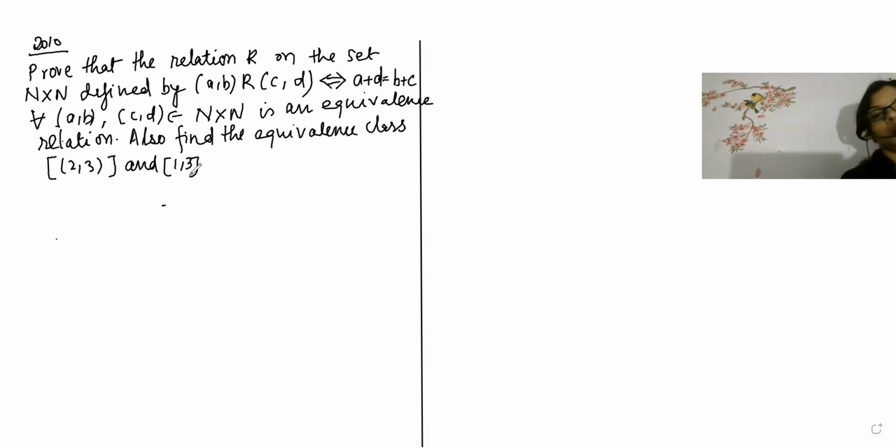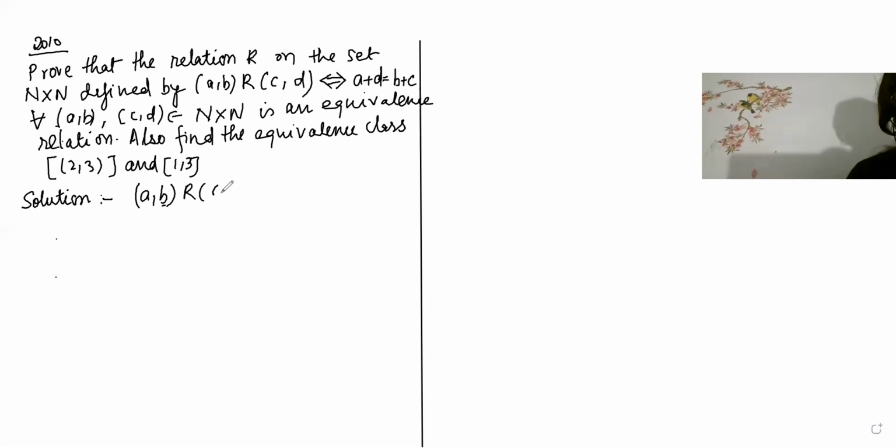So now what steps are you going to take here? Because N cross N means ordered pair elements are present here. So first, in the solution, we will write: (a, b) is related to (c, d), that is what is given, if a plus d is equal to b plus c, for all (a, b) and (c, d) belonging to N cross N.